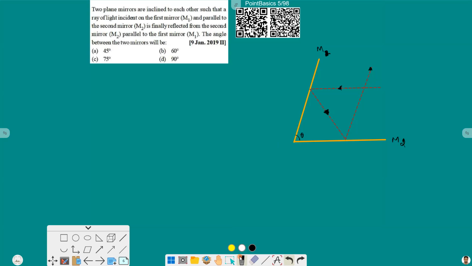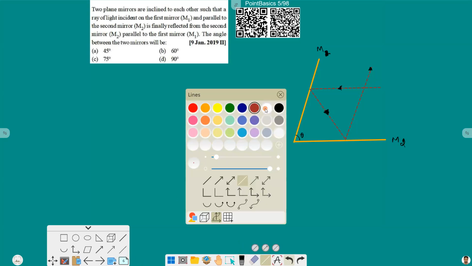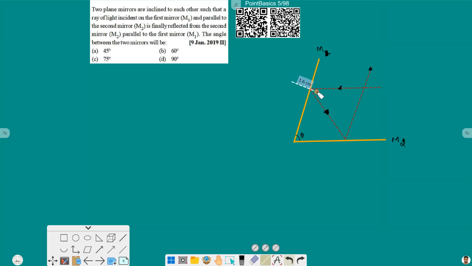Now what we can do? We can draw normals. At this point we can draw a normal, and at this point we can draw a normal. Now as there is reflection happening, this angle will be equal to this angle, and from that we can write that if this angle is phi, then this angle has to also be phi.